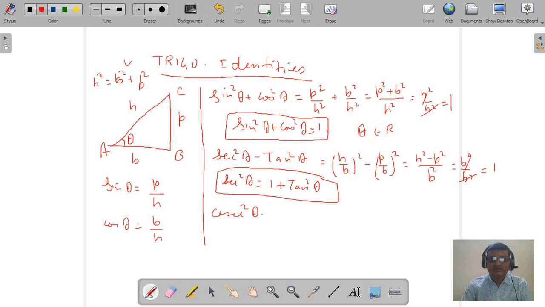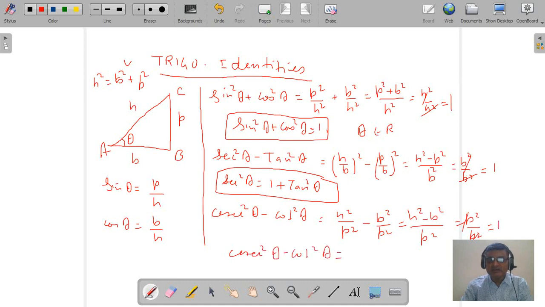Similarly, we'll discuss cosec square theta minus cot square theta. So you can see cosec square theta is H square upon P square, minus cot square theta, that is B square upon P square. So it is H square minus B square upon P square. So this is equal to P square upon P square, that is equal to 1. So this is the third identity which you have to remember while solving the questions. So we can write this as cosec square theta is equal to 1 plus cot square theta. So this is the third identity.